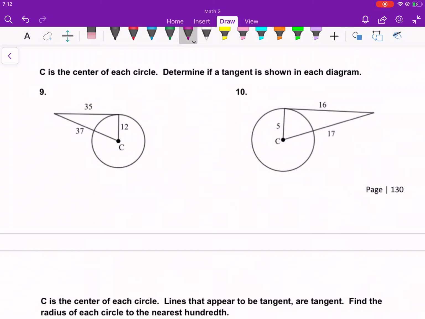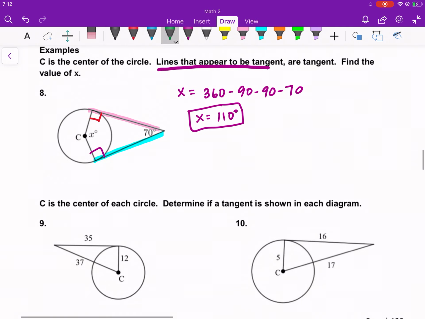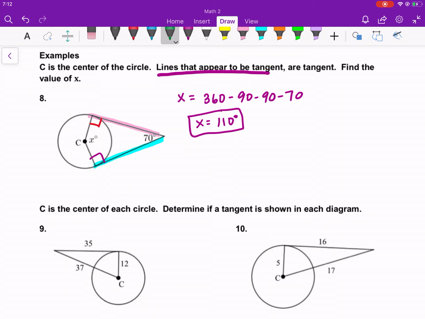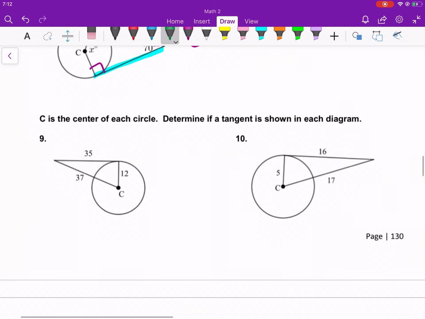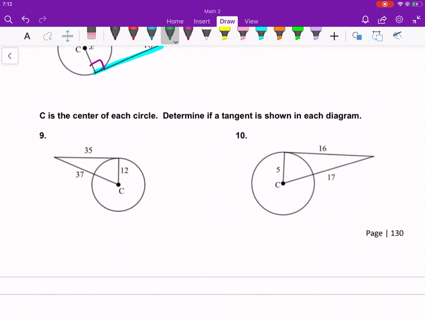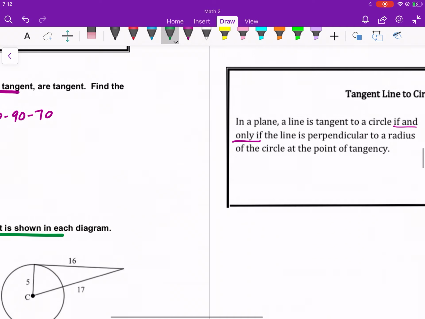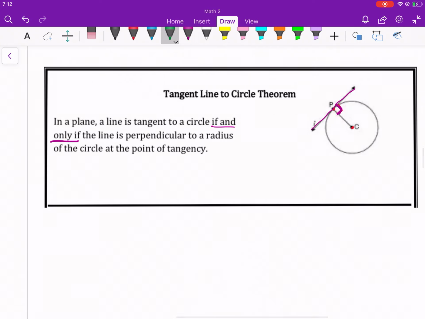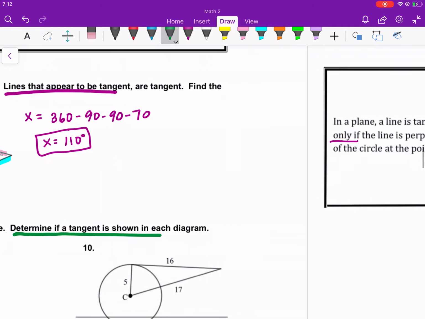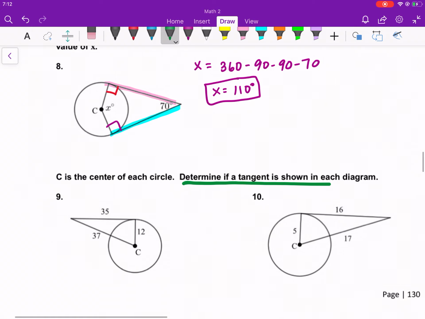To continue on a bit, we're going to look at these problems. 9 and 10 are similar to each other in that this time, unlike 8, where it said that the lines that appear to be tangent are actually tangent, these ones, we've got to determine if they are tangent. Okay, so we're actually going to still use the exact same theorem, sorry, blanked on what it was called, where this has to be a 90-degree angle right there. Okay, that's the only way it'll be tangent.